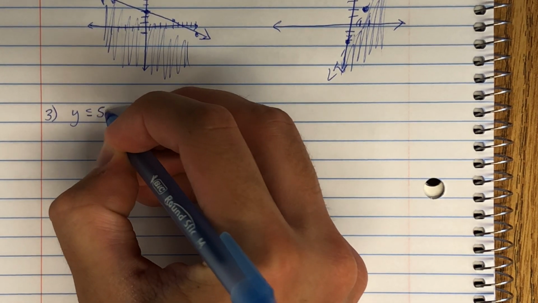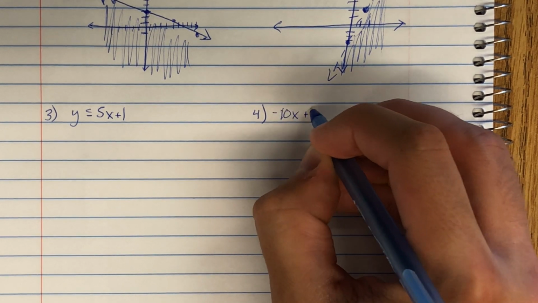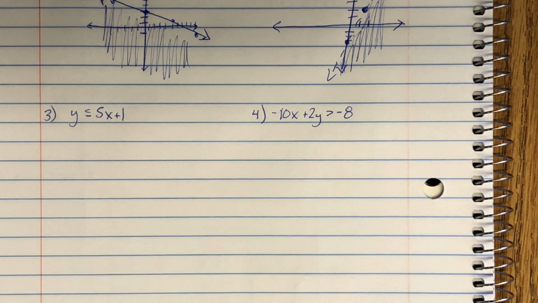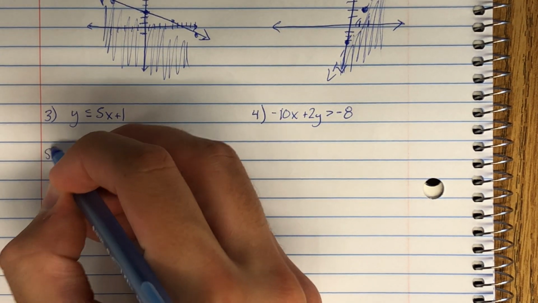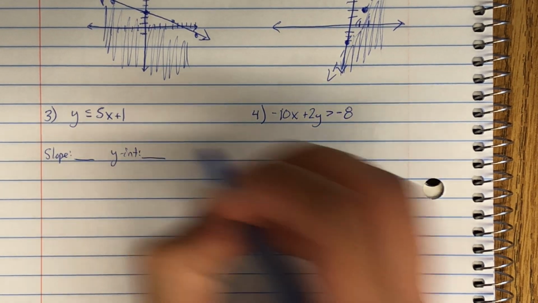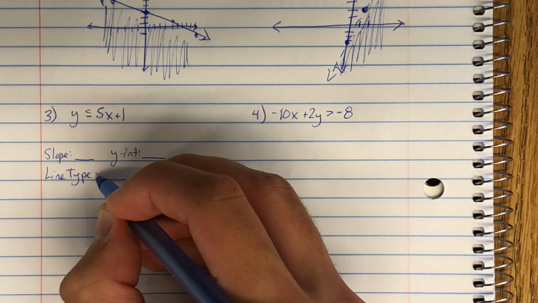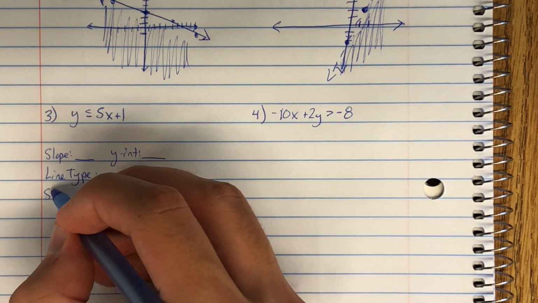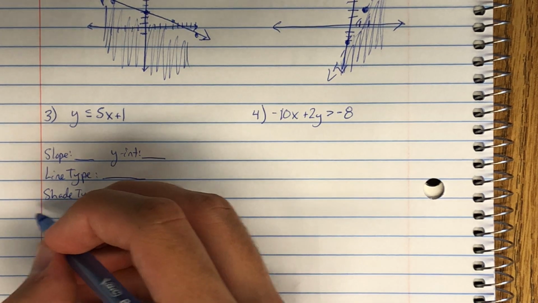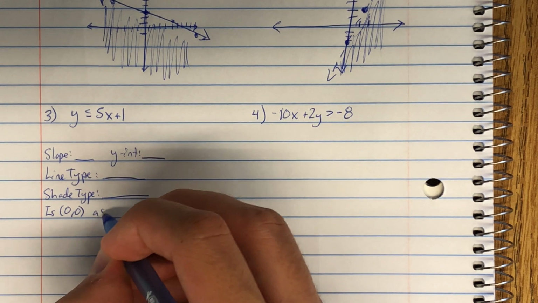So let's do y is less than or equal to 5x plus 1, and negative 10x plus 2y is greater than negative 8. And for each of these, in addition to graphing, what I'd like you to do is identify some different pieces for these functions or inequalities. So I want you to identify the slope, the line type, the shade type, and then lastly, is the point 0, 0 a solution?